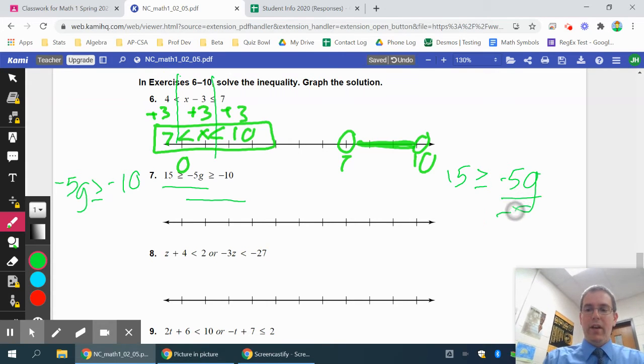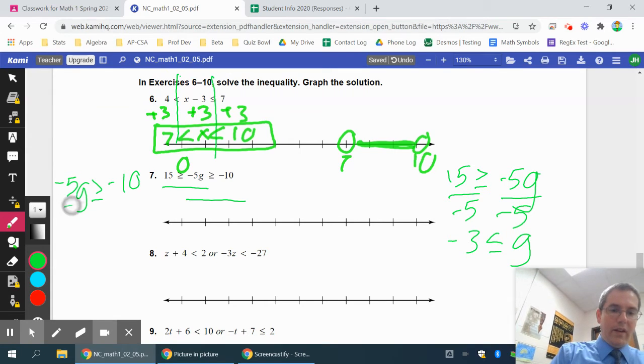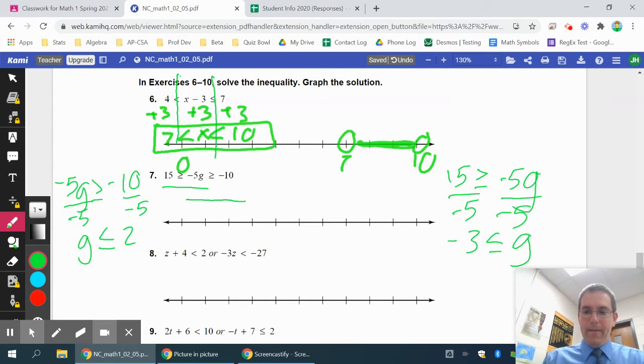So on this one, I need to divide both sides by negative 5. And when I divide by a negative, I change the direction of the sign. So negative 3 is less than or equal to g. And then I divide both sides by negative 5 here. So once again, I've got to change the direction of the sign. So g is less than or equal to 2, because I divided by a negative. And then this one, to be able to graph it, you need to flip it around so that the g is on that side. And when you flip it around, since the alligator was going for the g, the alligator is still going for the g.